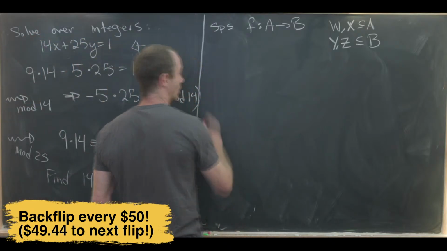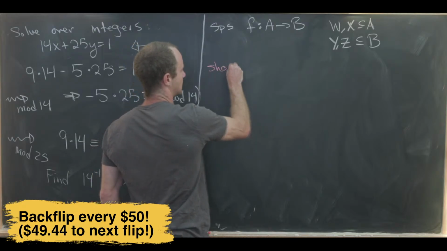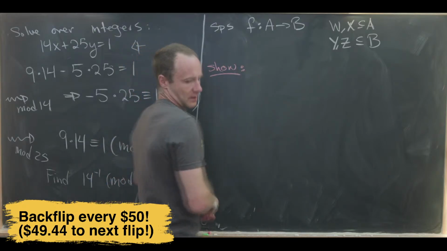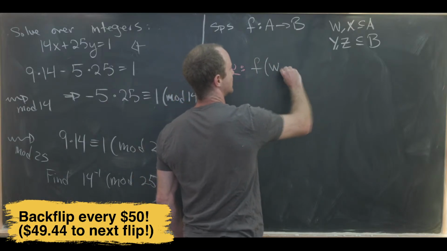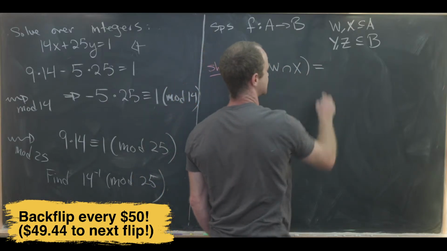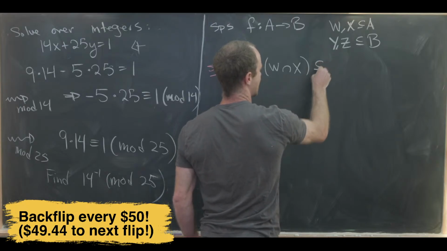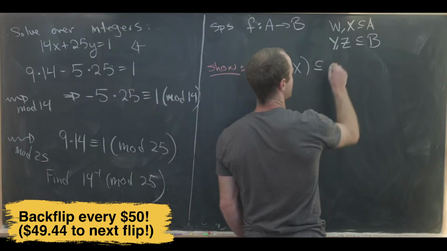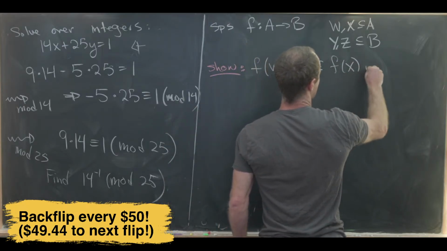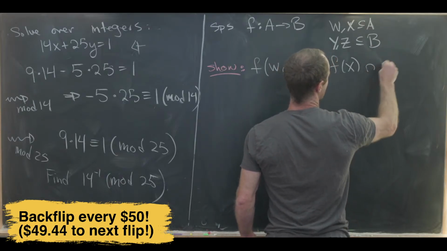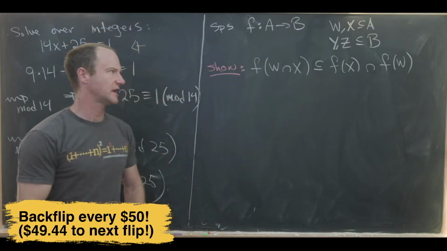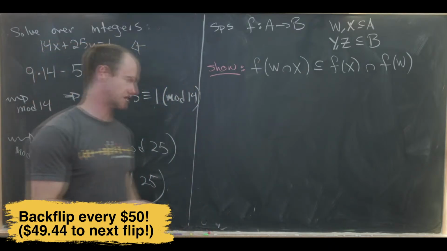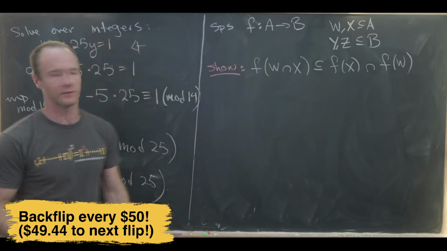Let's first show that the image of W intersected with X is a subset of the image of X intersected with the image of W. You get equality when f is injective or surjective. I forget, but probably in the proof we'll figure that out.